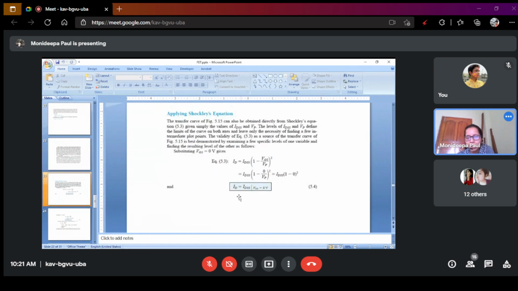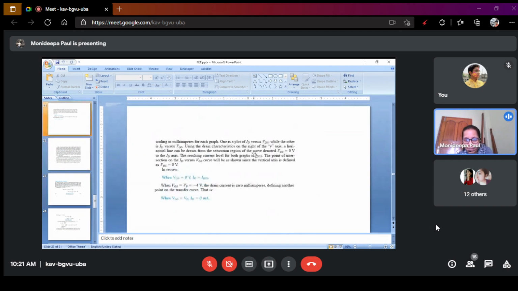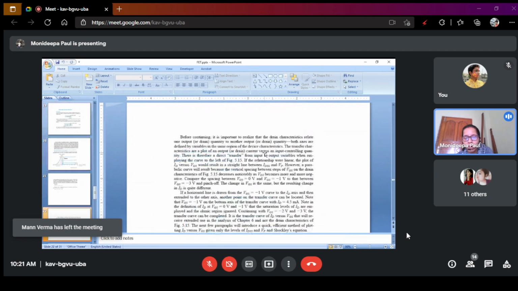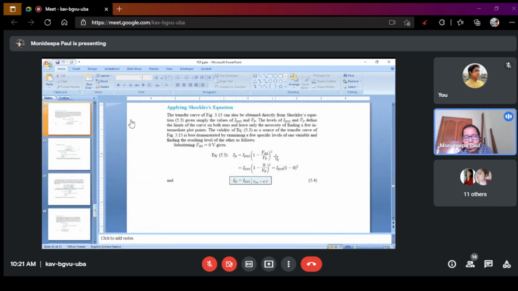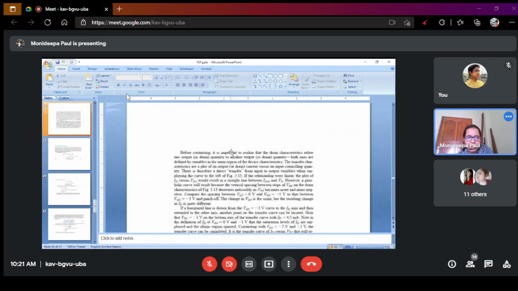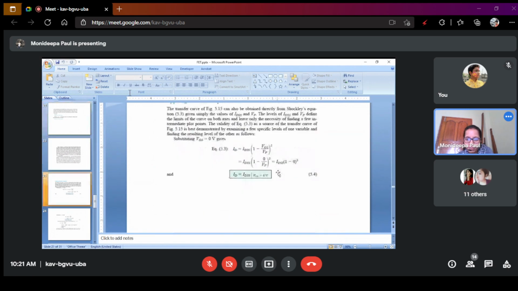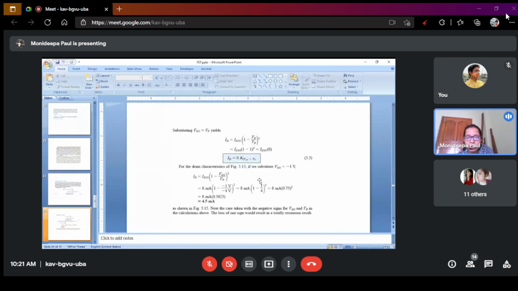This can be obtained from this equation. Here you see ID is equal to IDSS into 1 minus VGS by VP, whole square. This is equation 5.3. This equation is very, very important. If we put VGS equal to 0, then what is the value? ID is equal to IDSS. Can you see? The same thing is written here. VGS is equal to 0 volt, ID is equal to IDSS. You should remember these two points.